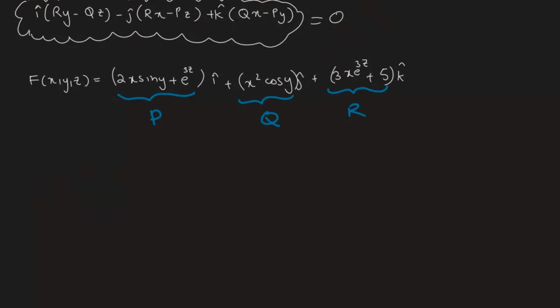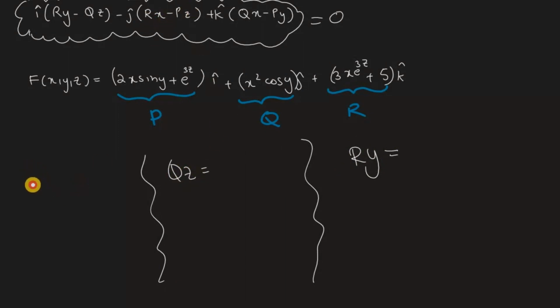So let's find the missing components over here and then plug in the values. First of all, we need q of y. So we need to find q of y, right? What else do we need? We need qz. We need r of x, we need pz.